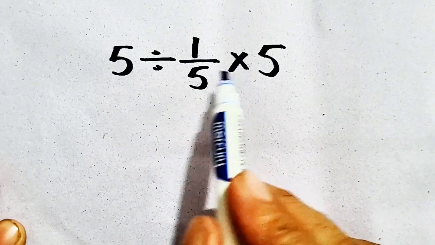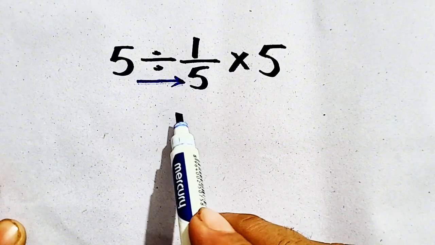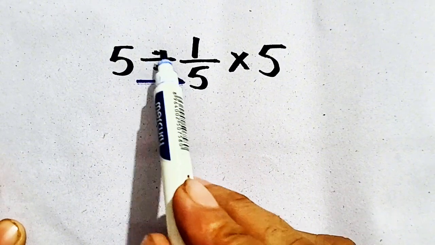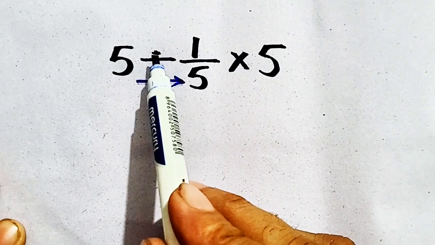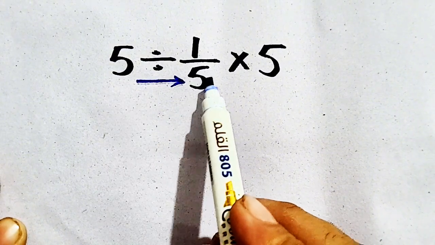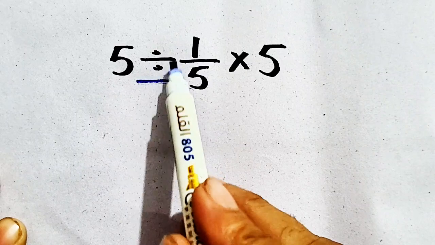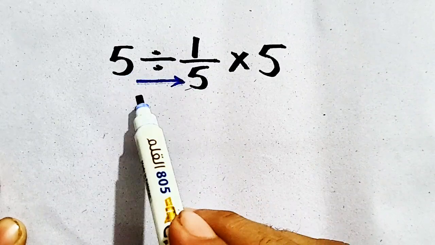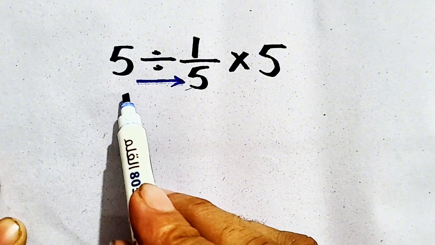Now I will solve this question again by using order of operation. Division and multiplication is there, and we have to move from left to right, means we have to divide first and then multiply. This operation is performed first, and multiplication will be performed secondly. 5 divided by 1 over 5 here is not cancellation, because it is division. If there were multiplication, we can cancel each other, but here is division, so we will apply KCF.